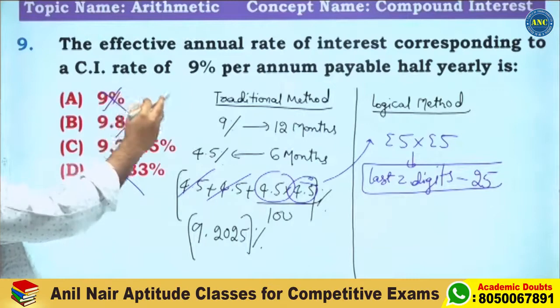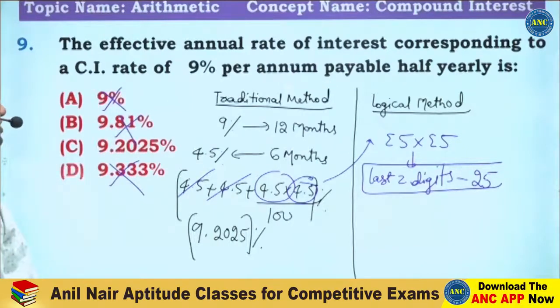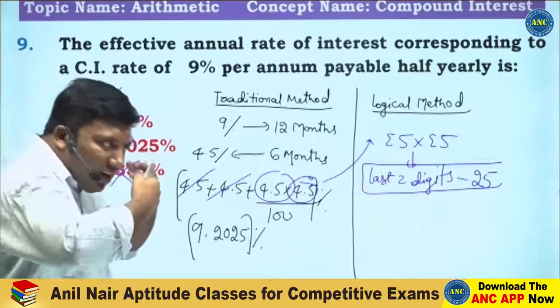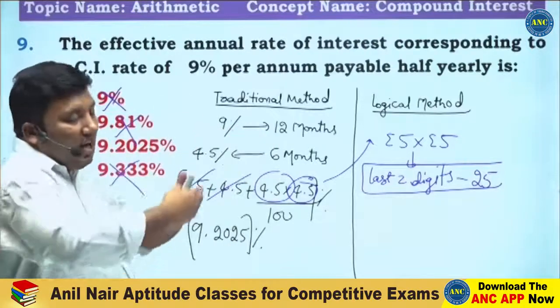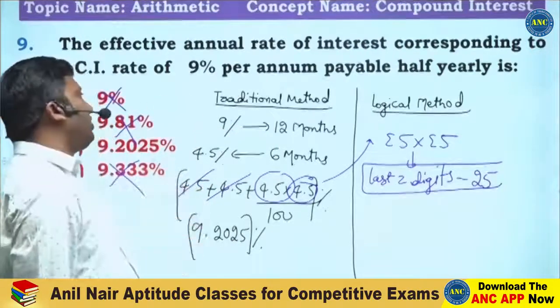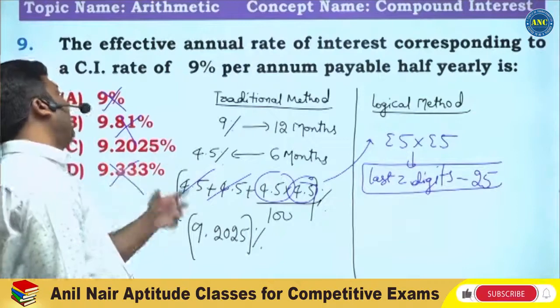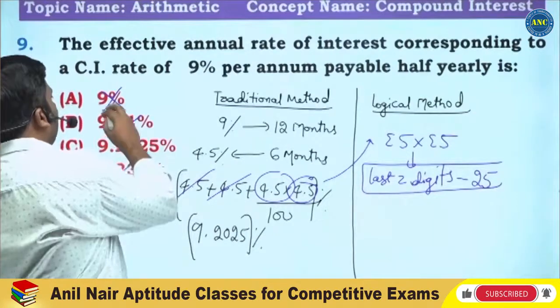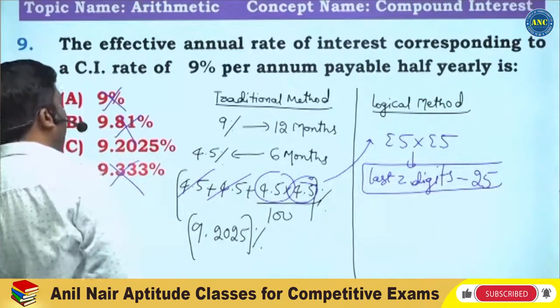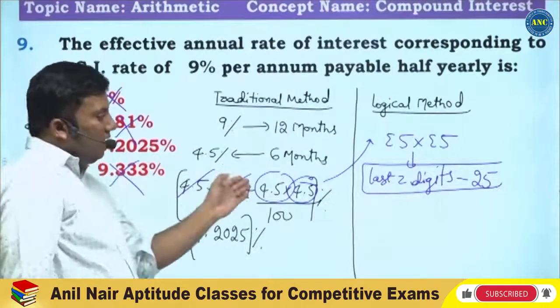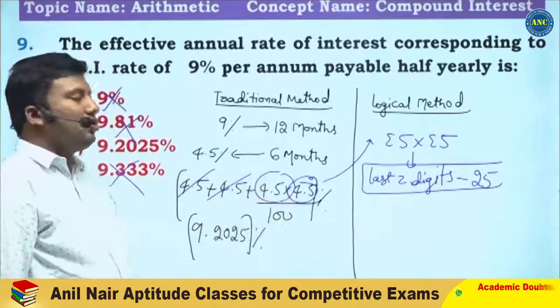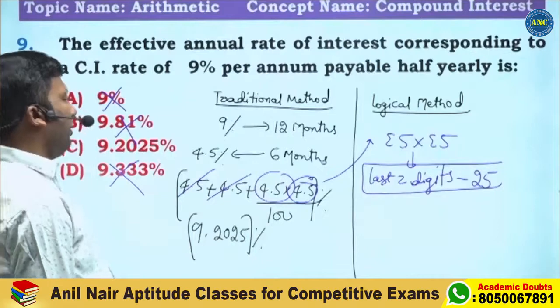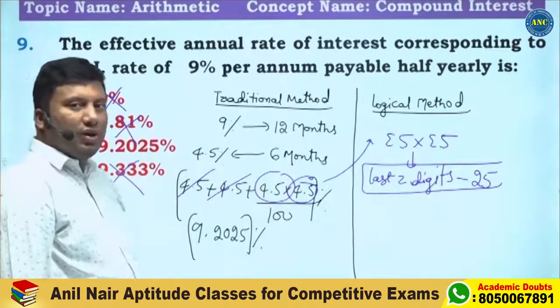Anyway, 9% is for 12 months. For 6 months, instead of giving 9 rupees at the end of the year, if I divide it into 2 equal installments, the answer will be just greater than 9. First option is eliminated. Just greater than 9. Even 5 into even 5, last 2 digits will be 25.